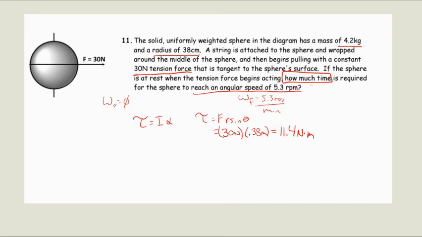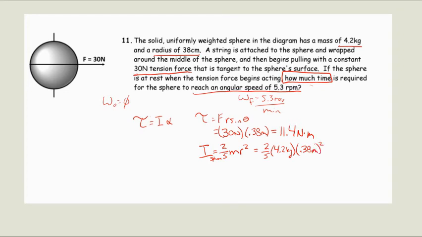Okay, another thing that I need to look at is I need to figure out what my I is, what my rotational inertia is. Because I have a sphere, for a sphere it's 2/5 mr squared. So I have 2/5 times 4.2 kilograms times r, which is 0.38 meters, squared.